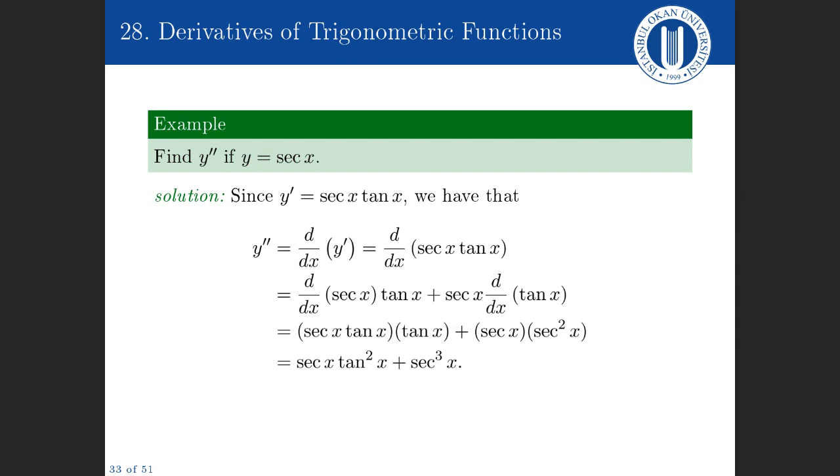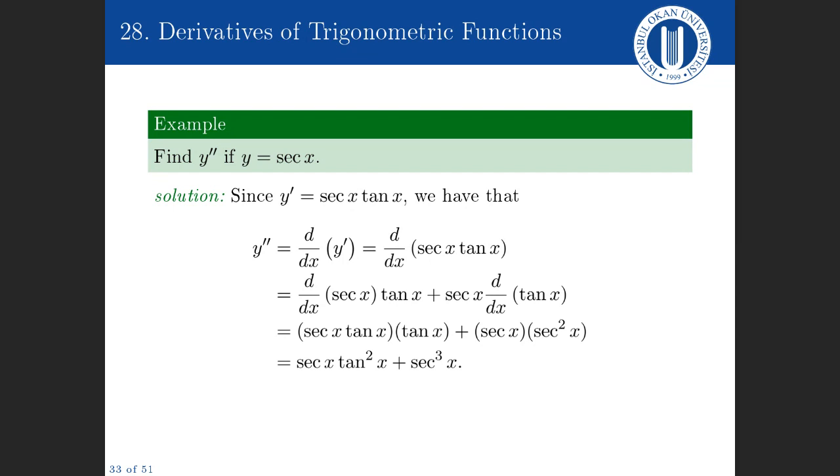Find y double prime if y is equal to sec x. Well, differentiate it once. The derivative of sec is sec x tan x. To get y double prime, we need to differentiate it a second time. We need to differentiate sec x tan x. But that's function multiplied by function, so we need the product rule. Derivative of sec x multiplied by tan x plus sec x multiplied by derivative of tan x.